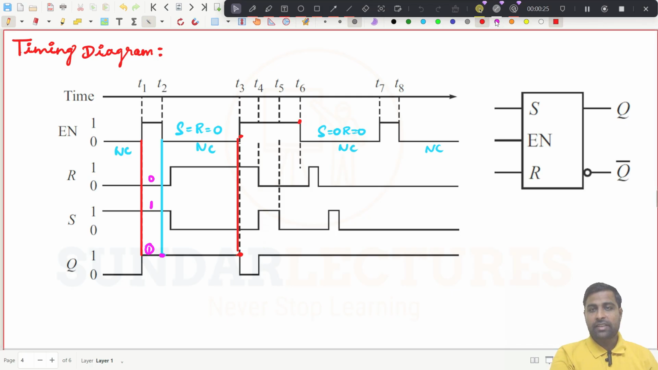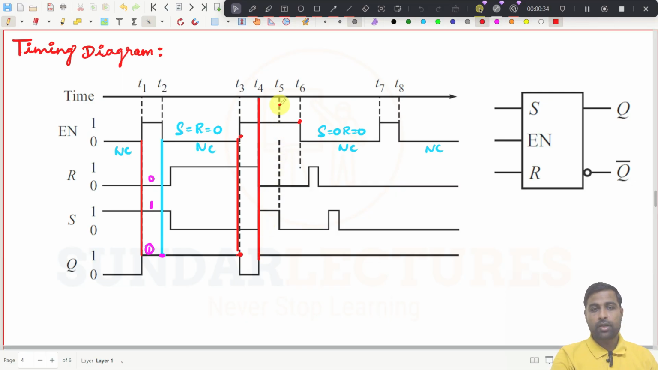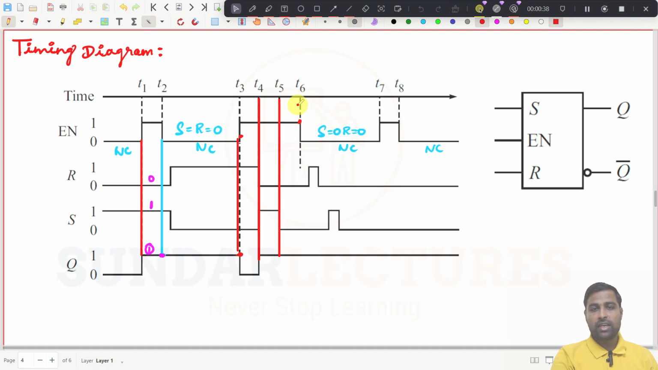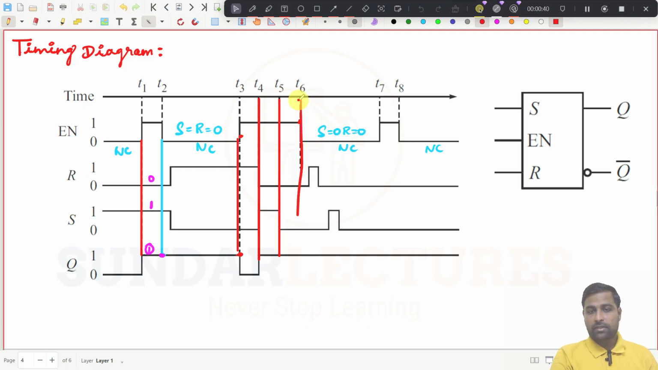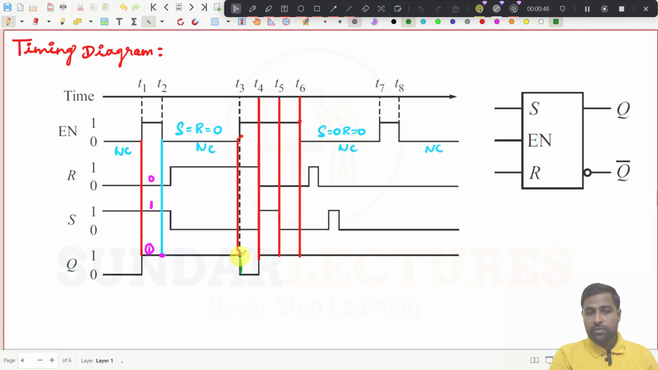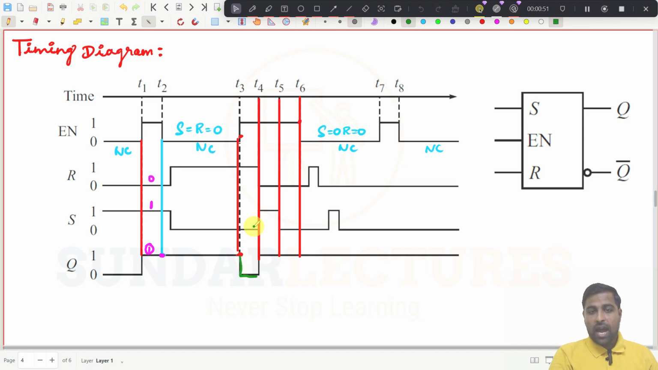And at this instant, maybe I will mark the instant exactly so that you can easily understand. This is another instant, because there is a change in the input here, and here also there is a change in the input. Now you see at this point R is 1, so the output becomes 0. It will be 0 because here the enable is high at all times, right?